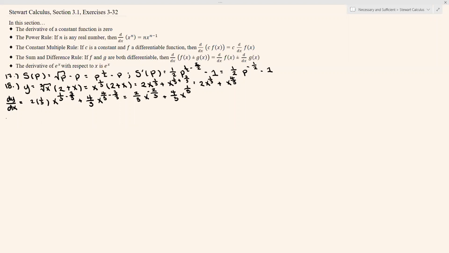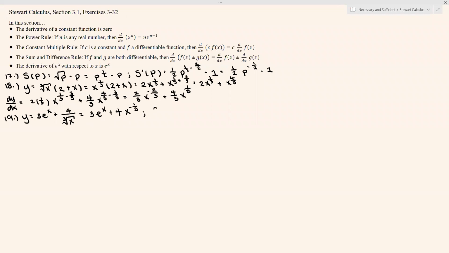Let's try problem 19. I have y is equal to 3e to the x plus 4 over the cube root of x. And again, I'm going to rewrite this to make our lives a little bit easier. So this is 3e to the x plus 4, and we're dividing by the cube root of x. So we can write the cube root of x as x to the 1/3, and since we're dividing by it, I'm going to make the exponent negative. So 4x to the negative 1/3.